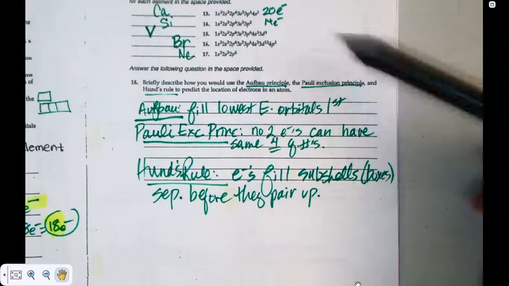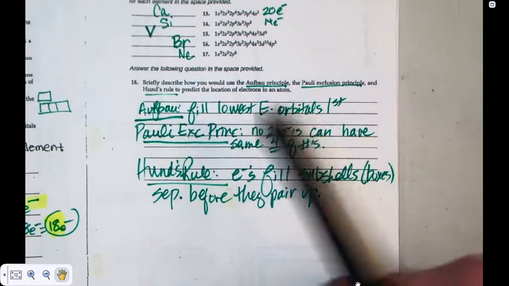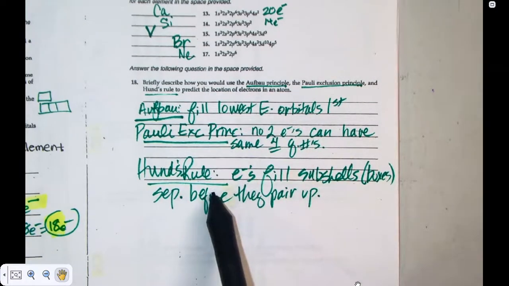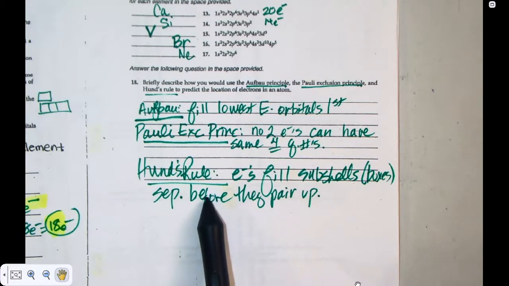Now on 18, it wanted you to address the Aufbau principle, the Pauli's exclusion principle, and Hund's rule. And I think I put these in a little different order than I did on the sheet that I posted for y'all. So just make sure that you are correcting the right rule, because you need to make sure you remember what the rule says.